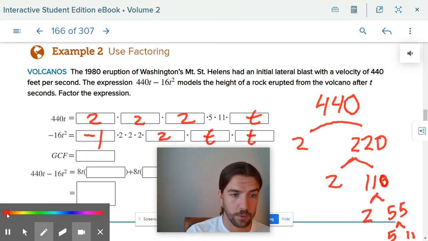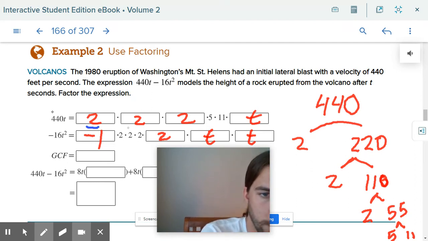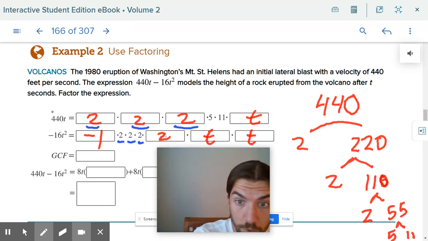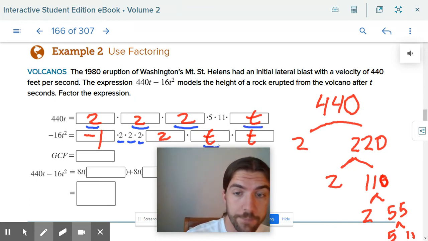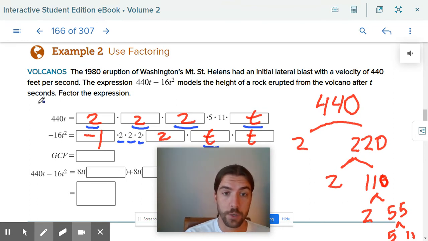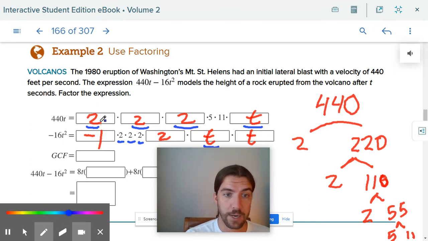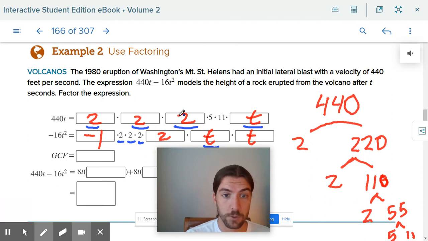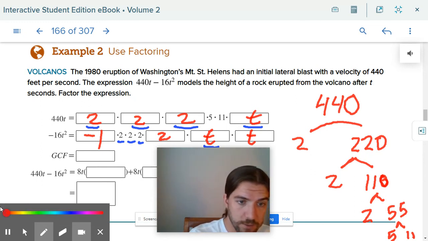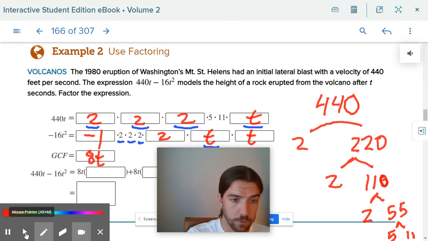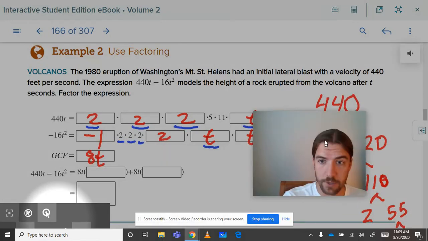What do we share here? It looks like we are sharing a few things. We are sharing 1, 2, 3 2s. There's another 2 right here, but we're not sharing that one. We are also sharing a t, right? There's another t on the bottom, but there's only 1 on the top. So our greatest common factor, 2 times 2 times 2 times t, would be 8t. Our greatest common factor is 8t. We see that down below, where they've got that 8t for us.